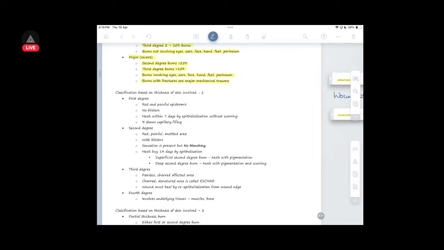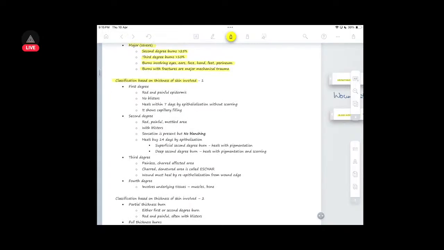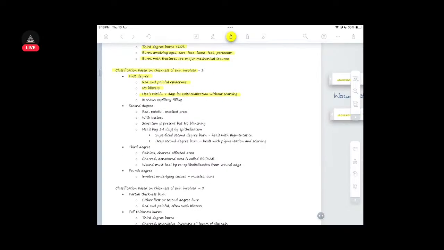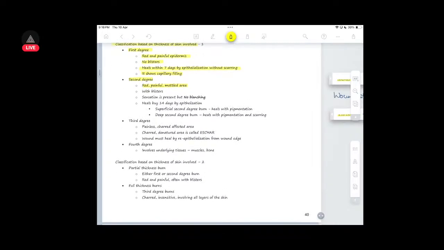Okay, degree of burns is more important than severity. Degree classification is based on thickness of skin involved. So first degree is red and painful, epidermis. No blisters, heals within 7 days by epithelialization without scarring. It shows capillary filling. Second degree is red, painful, mottled area with blisters. Whereas first degree has no blisters, here there are blisters.